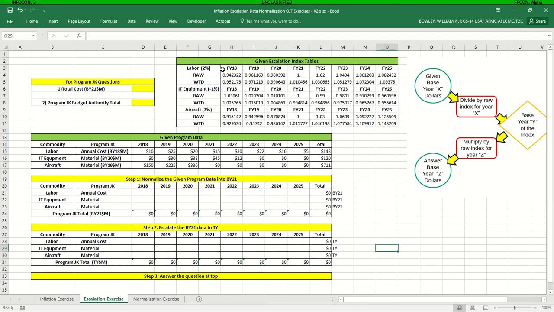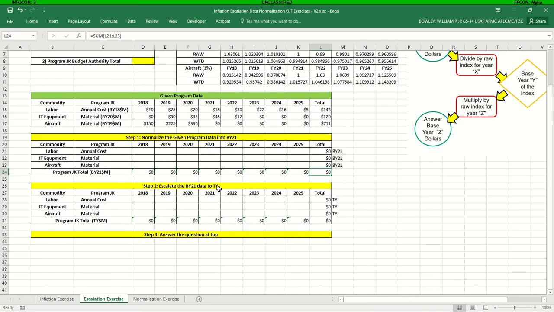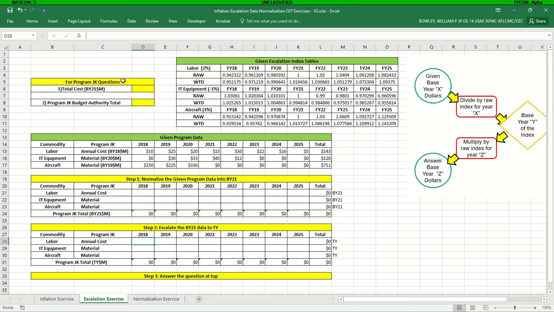So we can apply the correct table to the correct line in our program data in order to get the base year 21 values in step 1. And then we can convert that base year 21 data into then year data in step 2. And then we can go back and answer these questions, the total cost in base year 21 and the total budget authority for the program. Again, you have this graphic here available if you need.